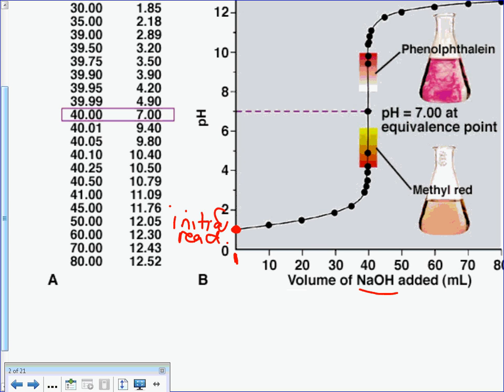What happens to the pH? It slowly goes up, right? Slowly goes up. And so right here, you've got a lot more acid than base still, right? So there's more acid than base, and that's why the pH is still below 7.